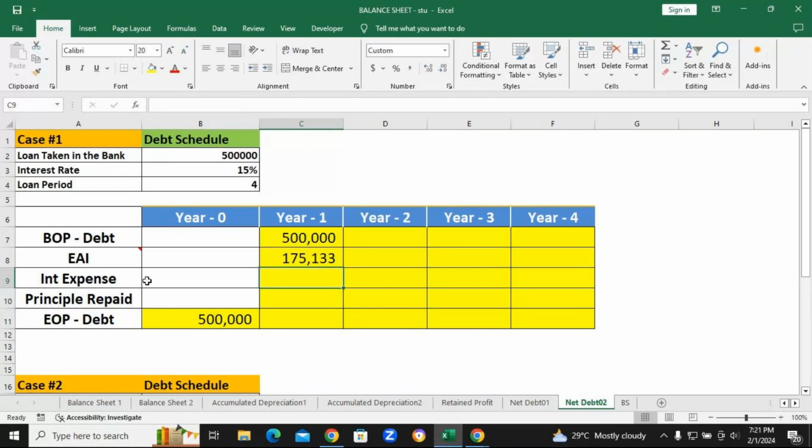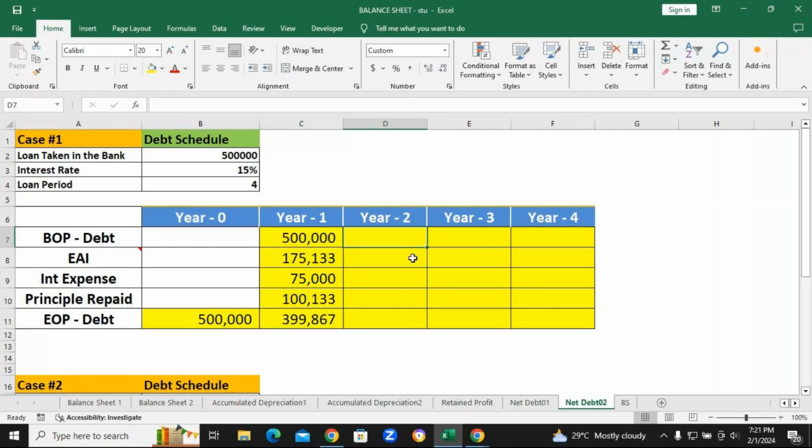Now interest expenses. Interest expenses is 50 lakh into the interest they are telling, 15%. Enter. That will be 7.5 lakh. Then principal repaid equals EAI minus interest expenses. So that will be my principal repaid. End of the period, what is the debt amount that is remaining? 50 lakh rupees minus principal repaid. So this will be my end of the period. For the first year, I have cleared this much of the loan and this much is remaining.